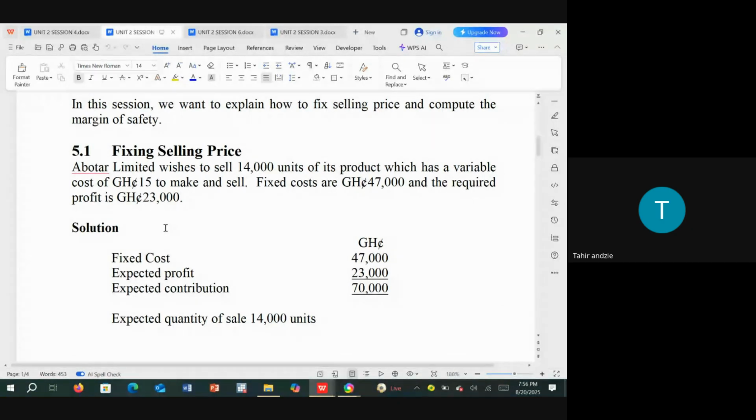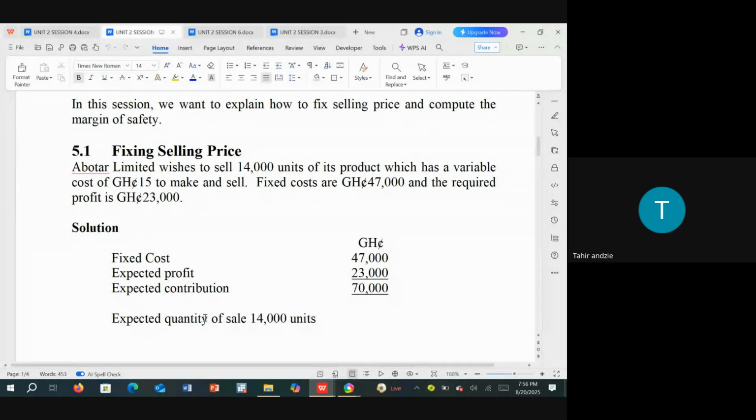Remember that sales revenue is supposed to be equal to fixed cost plus profit. If there's profit, contribution is supposed to be equal to fixed cost plus profit. If you are making profit, contribution is equal to fixed cost plus profit. Therefore, to get the contribution, we have fixed cost plus profit here. So this is contribution.